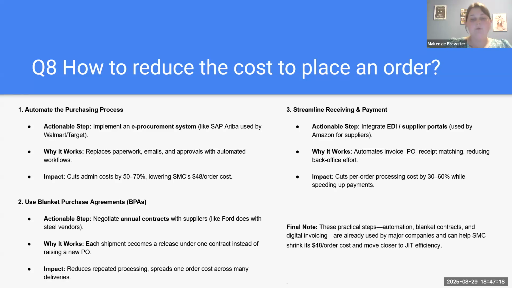So these three practical steps, automation, blanket contracts, and digital invoicing, are what major companies use to help shrink their order costs and move to just-in-time efficiency for delivery. So that is our presentation, and thanks for listening.